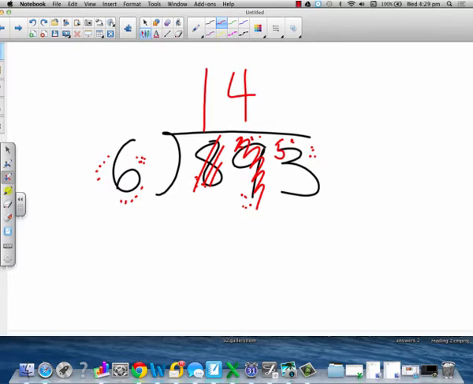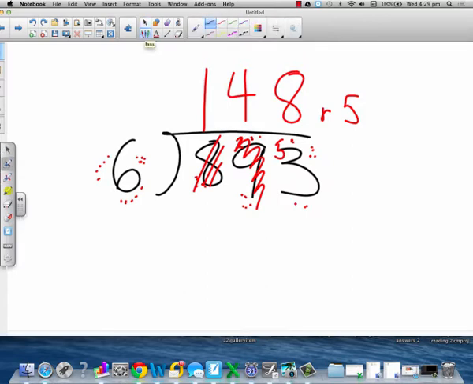6 times 7 is 42. 6 8s are 48. And that's as close as we're going to get. So we go 6 8s are 48 with a remainder of, well, 48 to 53 is, help me out, a remainder of 5. Okay, I've given you 2 examples. It's time to do some together.